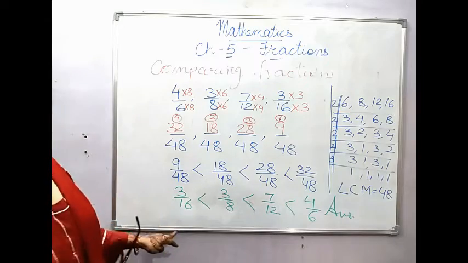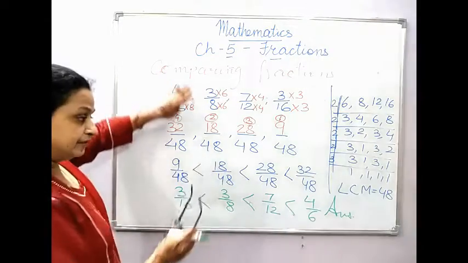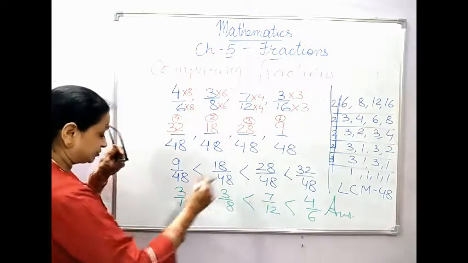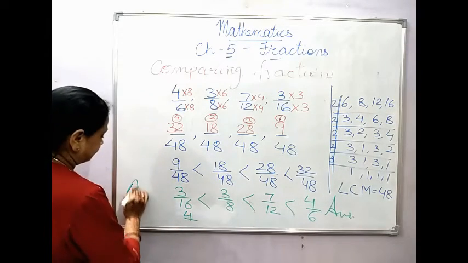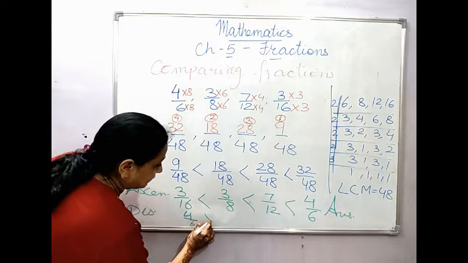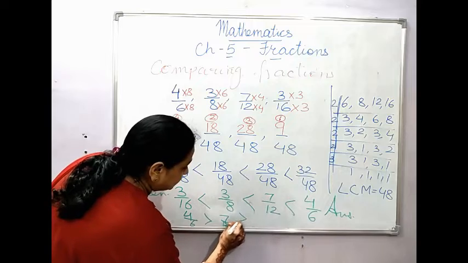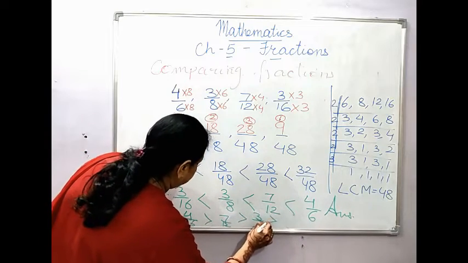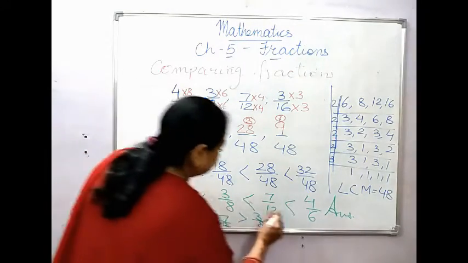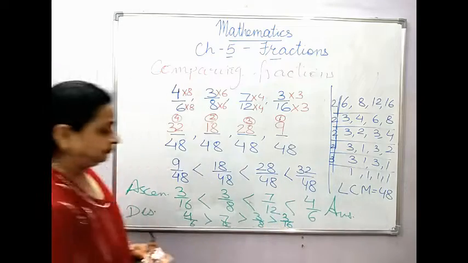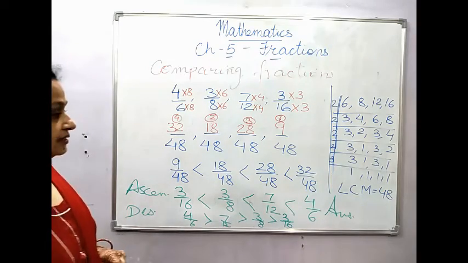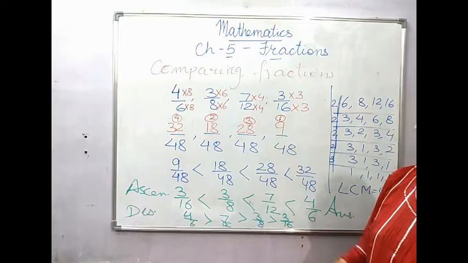Suppose I have to arrange the same in descending order, the method will remain the same till here. Here you will arrange them in descending order and your answer will be just the opposite. This is your ascending order and this is your descending. 4 upon 6 is bigger than 7 upon 12, is bigger than 3 upon 8, is bigger than 3 upon 16. This is your descending order, and this is the ascending order of the same sum. Please try to understand it. Okay?